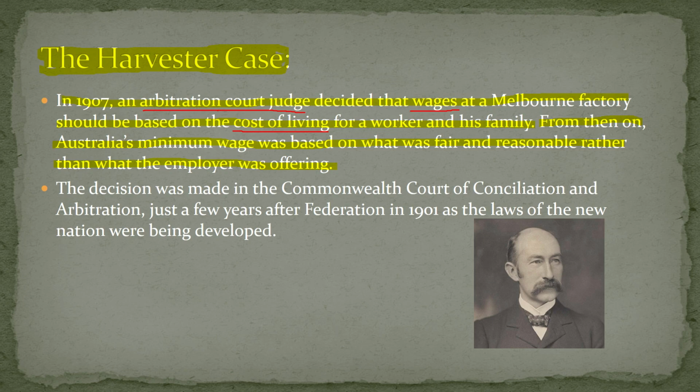That is what the Harvester case did. The decision was made in the Commonwealth Court of Conciliation and Arbitration, and we already know what arbitration is. Now, what is conciliation? Arbitration, they give the ruling. Conciliation, they would suggest. This was just a few years after Federation in 1901, as the laws of the new nation were being developed. Okay, so written that down.